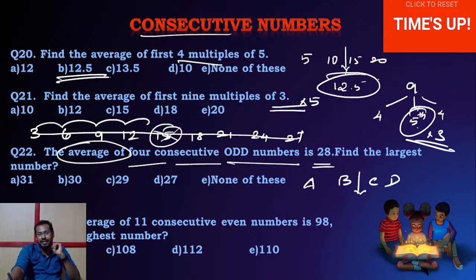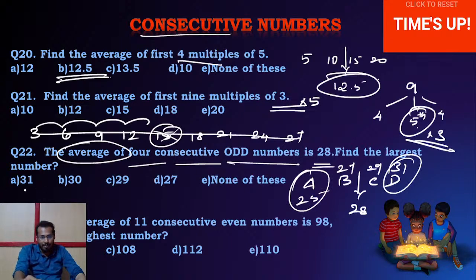The average of 4 consecutive odd numbers is 28. The average is what? The middle number is the average. The middle number, 28, they have told us. Okay, then what will come? This is 29, this is 31, and this is 27, and this is 25. So the highest number is 31, the lowest number is 25. They are asking about 31, the highest number. That's it.